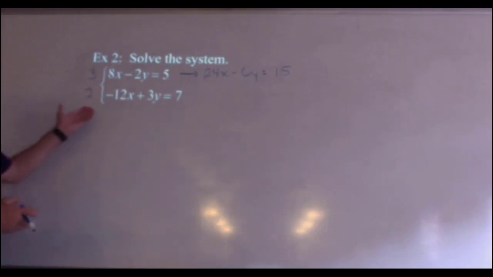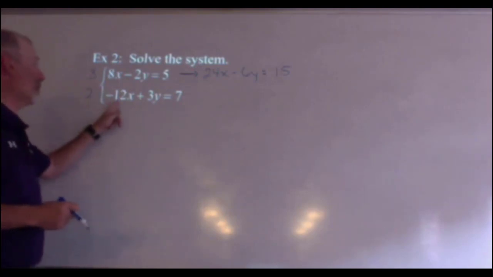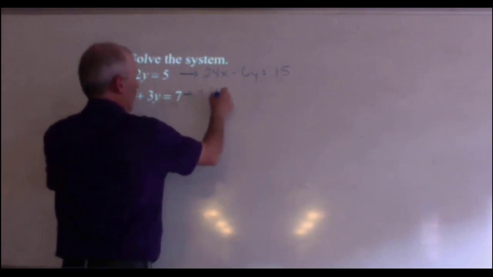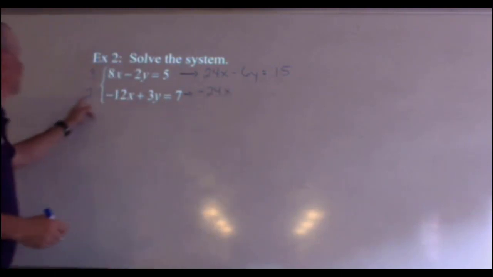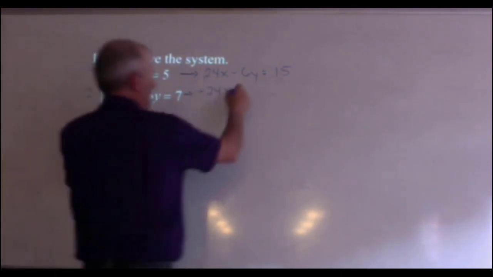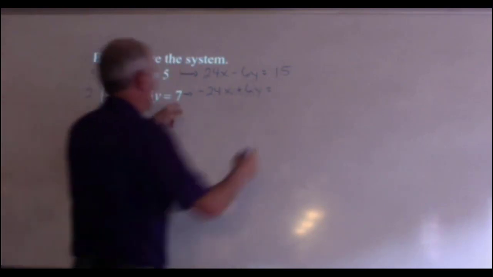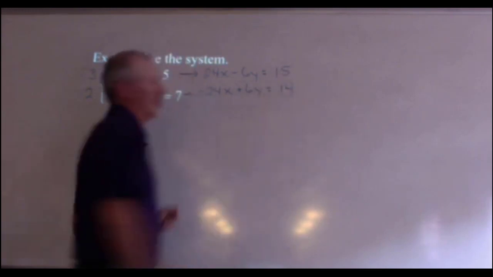We're going to do the same thing on the bottom. 2 times -12x is going to be -24x. 2 times 3y is going to be 6y. And then again, 2 times 7, you got to remember that, is 14.